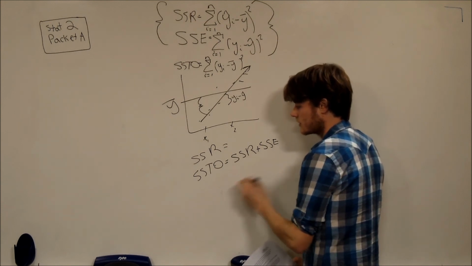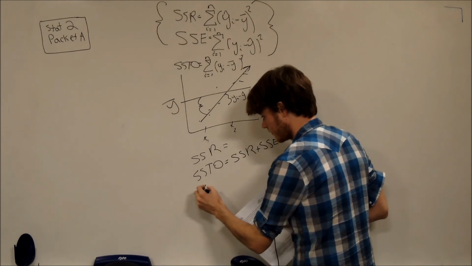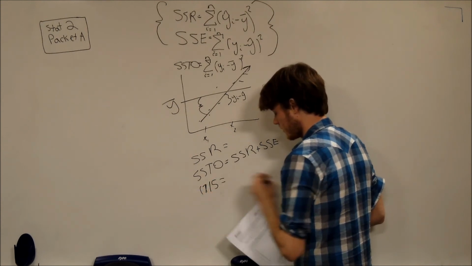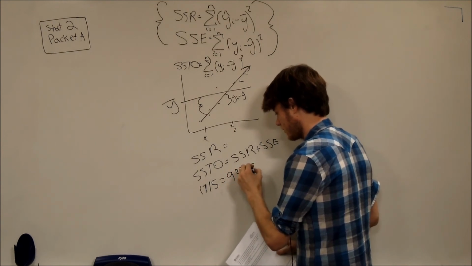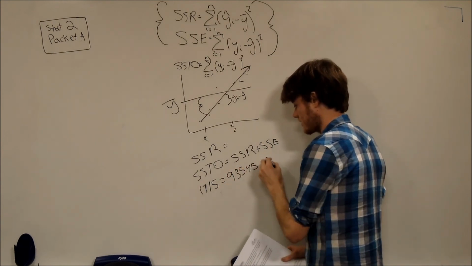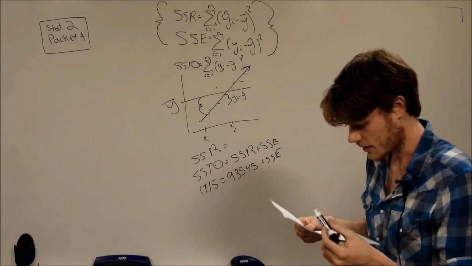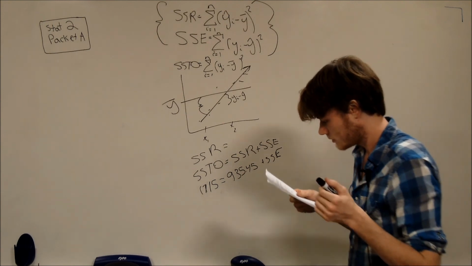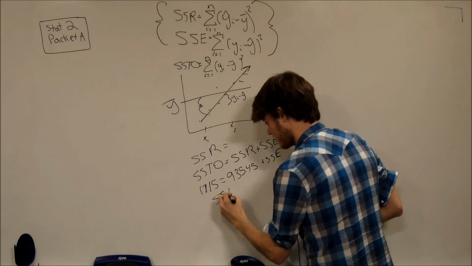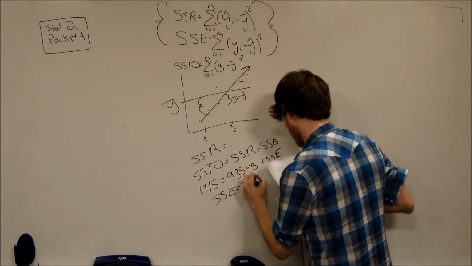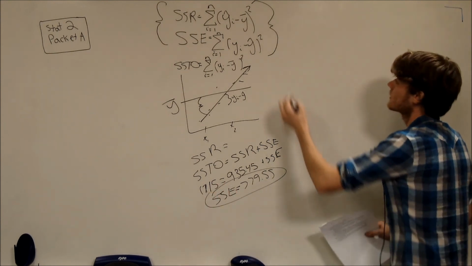So in this particular instance, we have SSTO equals 1715, and we have SSR to be 935.45 plus SSE. So if we solve for SSE, we find that the SSE value is 779.55. Okay, so now we're going to create our Anova table.